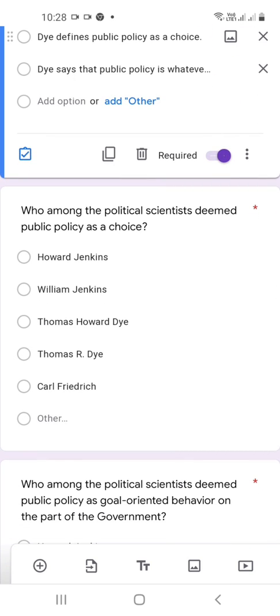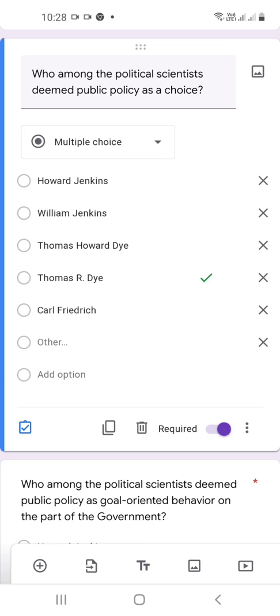Who among the political scientists deemed public policy as a choice? So the political scientist who deemed public policy as a choice, because he said that it is the government who chooses to do or not to do, that's Thomas R. Dye. Some of you answered Thomas Howard Dye. It's supposed to be Thomas R. Dye, or D-Y-E. I'm spelling D-Y-E. Okay?